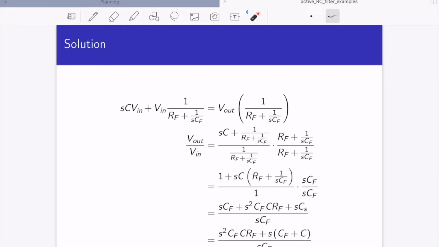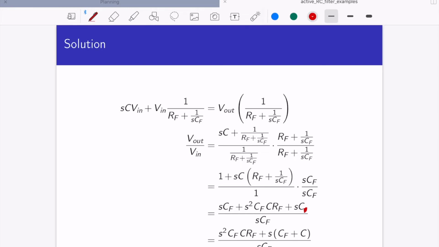Be sure when you're doing this kind of computation that you don't forget this little SC over here. Don't forget to multiply it by the term as well. That'll give us 1 plus SC times quantity RF plus 1 over SCF. Okay, so we'll multiply that by SCF over SCF, and that'll give us SCF times 1, SCF times SC times RF, which will give me S squared CF C RF, and then SCF times SC times 1 over SCF, which will give me SC. I'm sorry, there's a typo, sorry about that.